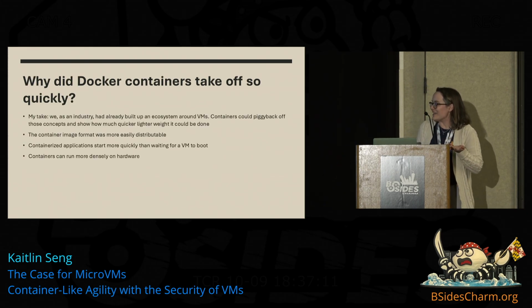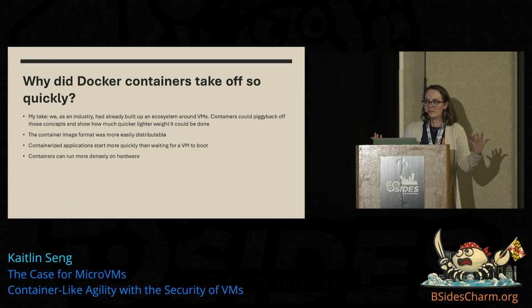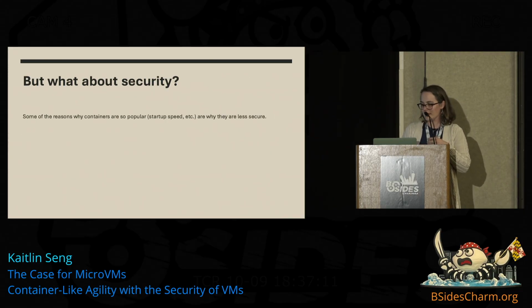So why did they take off so quickly? My take is that we had already built up this infrastructure around VMs and orchestrating them. And then containers came along and showed that you could do it so much more quickly. You could download things quickly, launch them quickly. The containerized applications were quicker to start than booting a virtual machine, and you could pack so many containers onto the hardware all at one time.